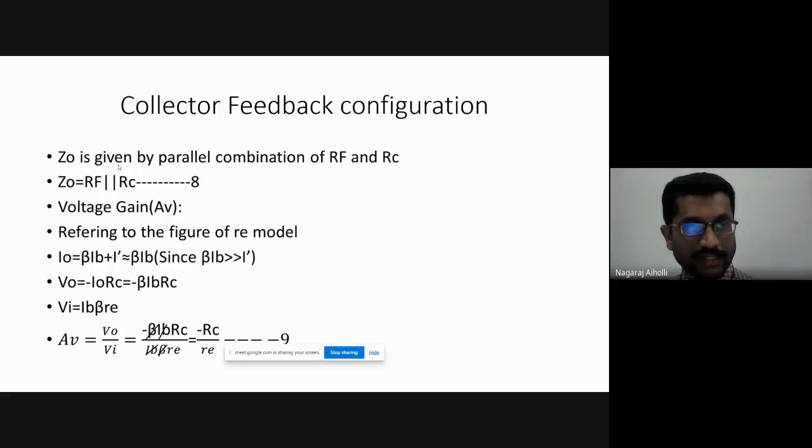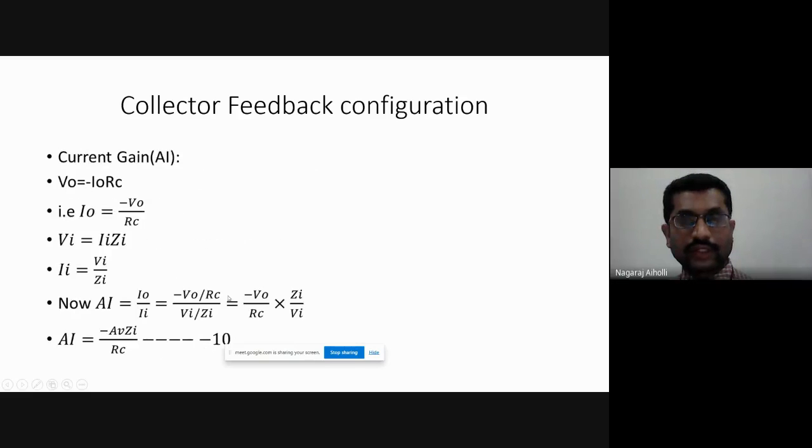If we go back and see what equation we have got for gain, AV is minus RC by RE. It is negative. This indicates that the output voltage and input voltage are 180 degree out of phase with respect to each other. Because AV is VO by VI, it is negative, minus RC by RE. Therefore, output voltage and input voltage are 180 degree out of phase with respect to each other. This is the phase relationship between input voltage and the output voltage.